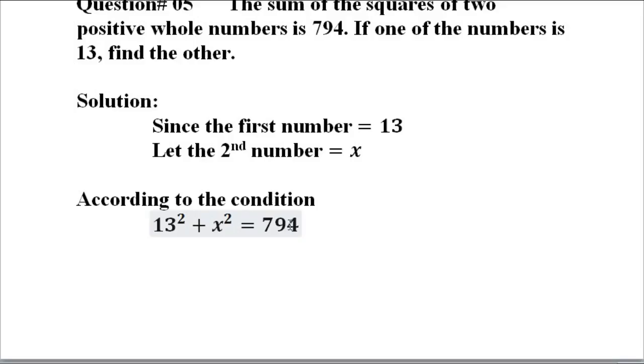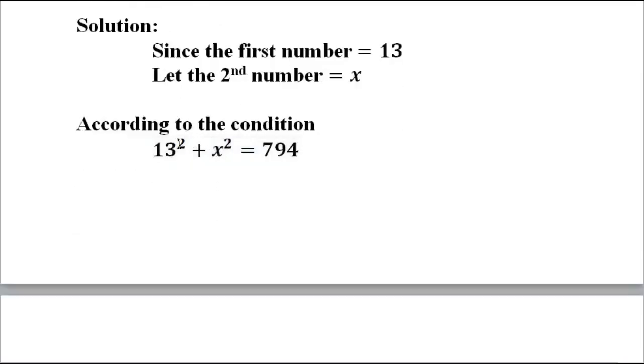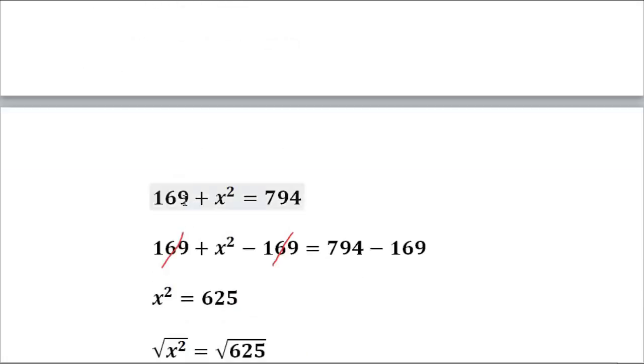Now we have calculated the equation 13 square plus x square is equal to 794 as per the condition of the question. It is time to solve this equation in order to find the value of the variable x. So I'll start from the left side. The square of 13 is 169. So the equation becomes 169 plus x square is equal to 794.